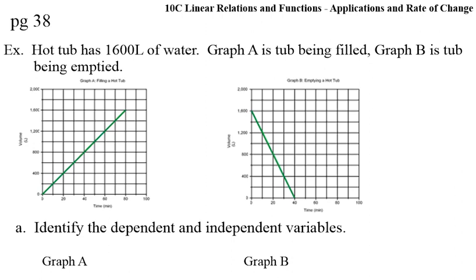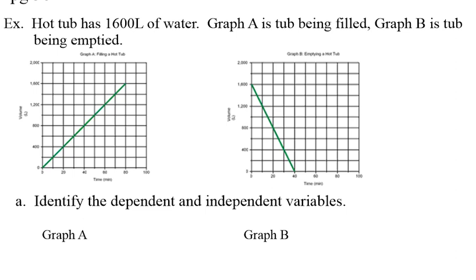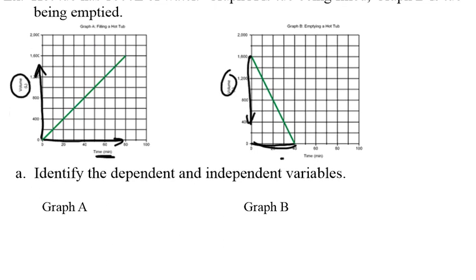Page 38. Let's look at a bunch of examples in terms of word problems. We have a hot tub that has 1,600 liters of water. Graph A, it's being filled, so we can see over time the volume of water goes up. Volume is increasing as time goes on, so it's filling. Different situation in B, because we see that as time goes on, our volume starts high, but over time it goes down. So if volume's going down, we're draining the tub. It's being emptied.